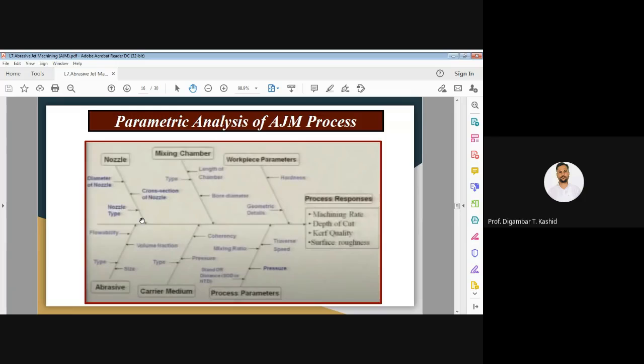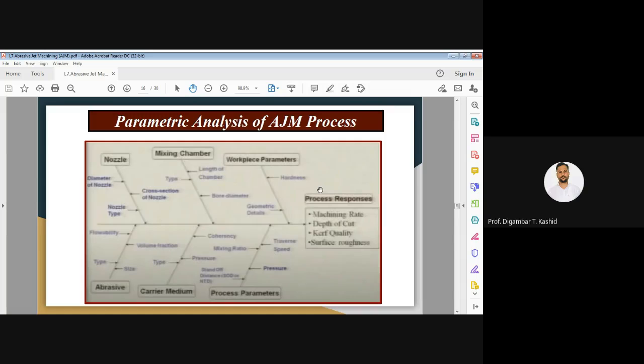Let us start from the first term, that is, the nozzle. Nozzle is the first process parameter. In the nozzle, the diameter of the nozzle is one parameter. Then what type of nozzle you are using, or what material you are using for the nozzle, is the second parameter. Another point is the cross section of the nozzle, whether it is circular or rectangular. These parameters of the nozzle also affect the performance of this process.